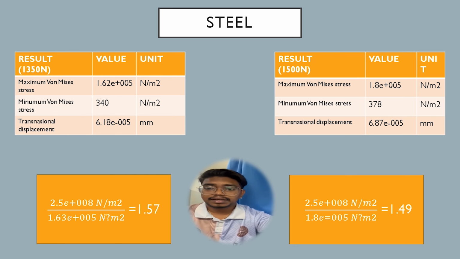The safety factor that we have got for the steel is 1.57 for the 1350 Newton, and 1.49 for 1500 Newton, which compared to the iron, this shows the better one than the iron.